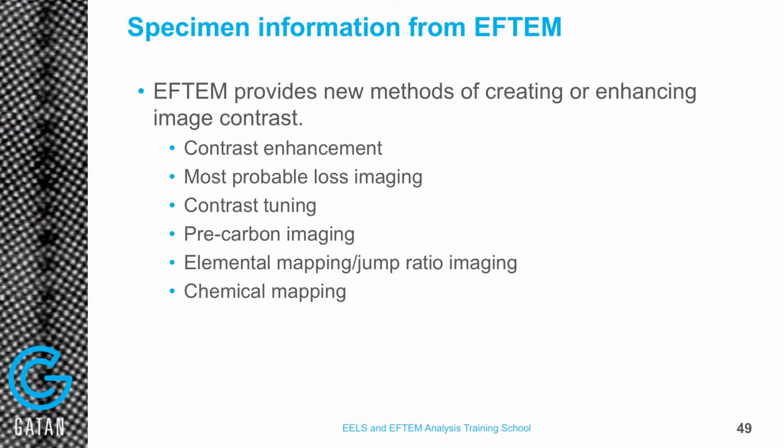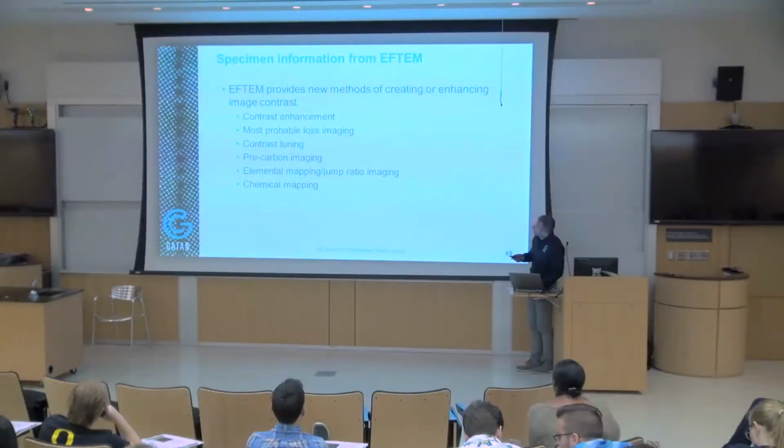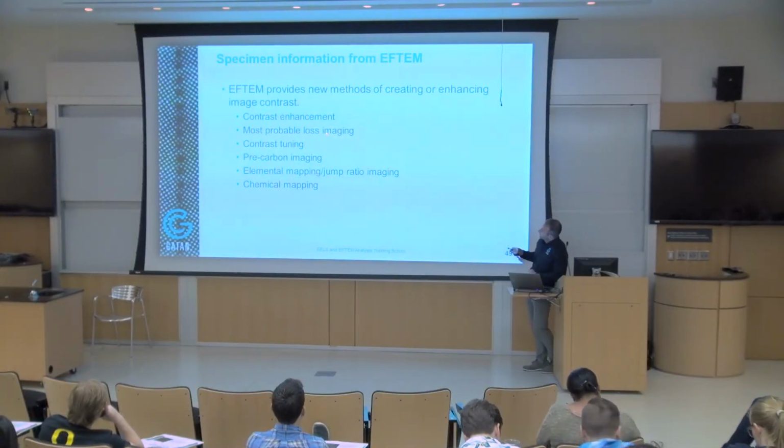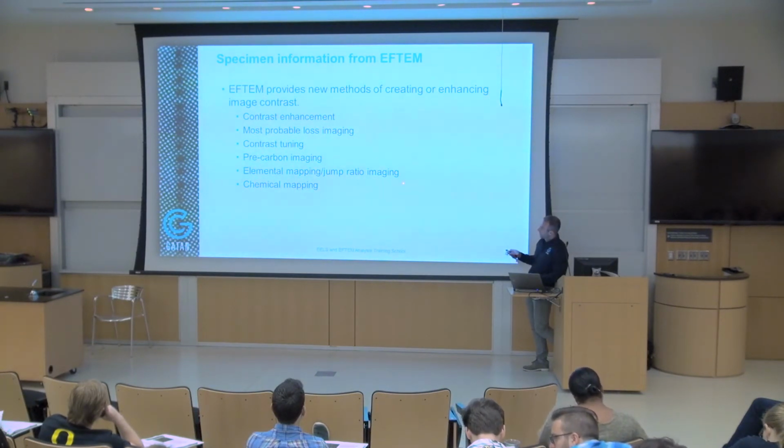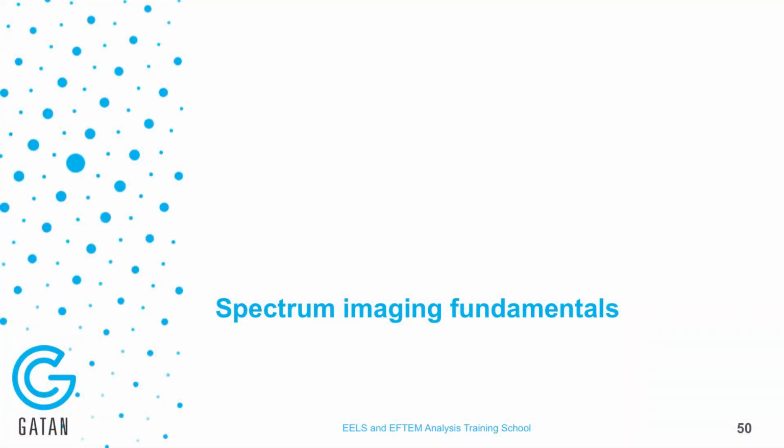Okay, specimen information from FTEM. So essentially, FTEM can be used as a contrast enhancement technique, most probable loss images, contrast tuning, pre-carbon imaging. You can also do elemental mapping. We use the 3-window method or jump ratio imaging, and it can be also used as a chemical mapping tool. So essentially, you can use FTEM just like you use spectroscopy.